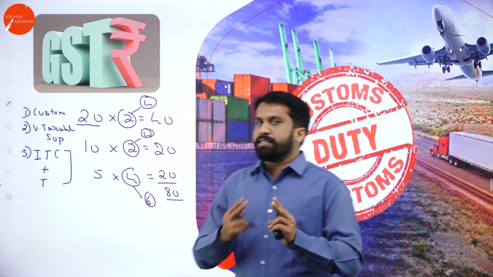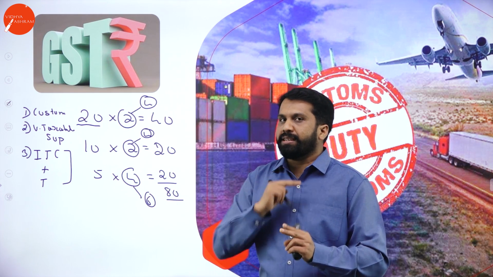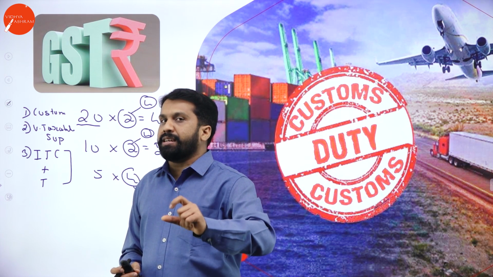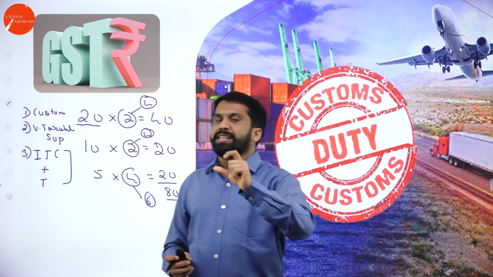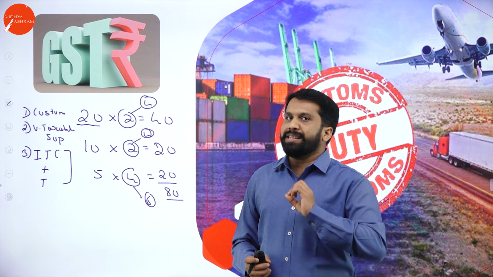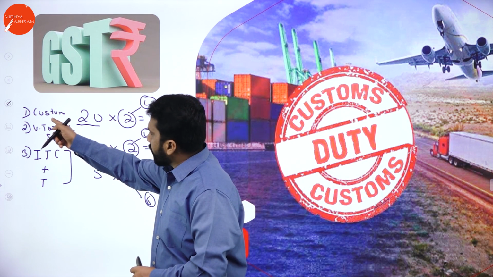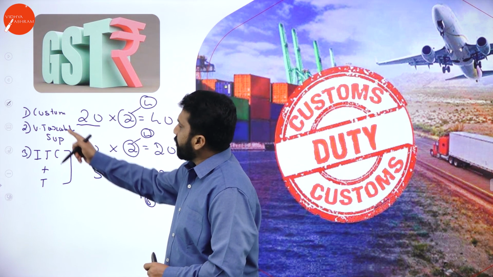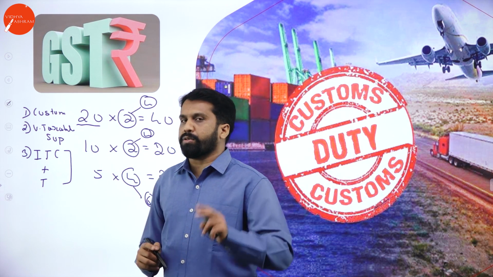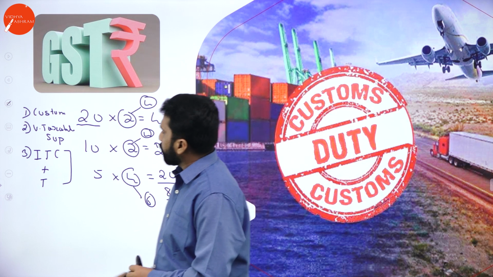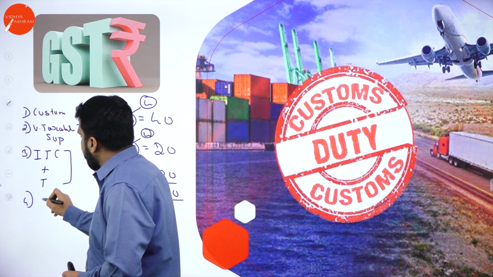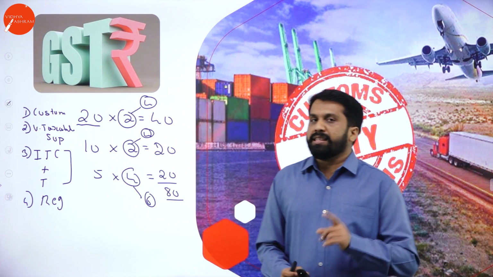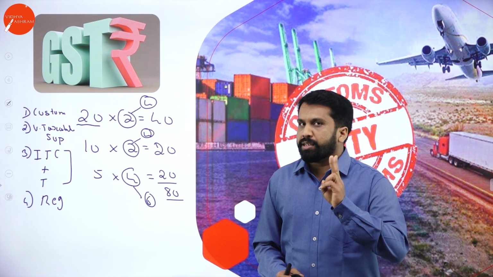So for 20 marks, 2 questions will be completely problems. But the third question will be a problem with theory. It will be a 10 marks problem as well as 10 marks theory. My suggestion, always go with custom duty and value of taxable supply. Why? Because you can score 20 out of 20 from these 2 problems. Now, the fourth question will be registration procedure under GST. These are your 20 marks questions.